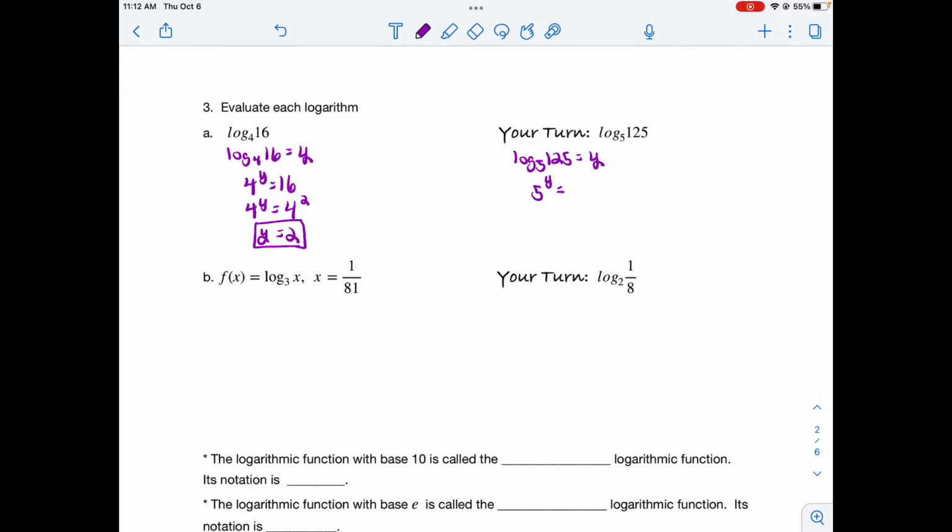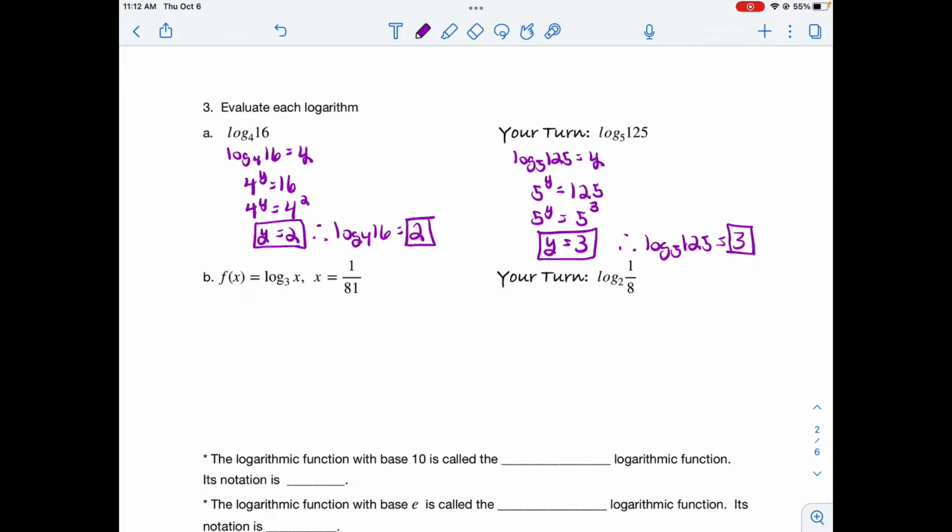So switch it to exponential form. Rewrite 125 as 5 cubed. And then say y is equal to 3 using your one-to-one property. I went ahead and rewrote this as log base 4 of 16 is equal to 2, and log base 5 of 125 is equal to 3, because I asked you to evaluate.